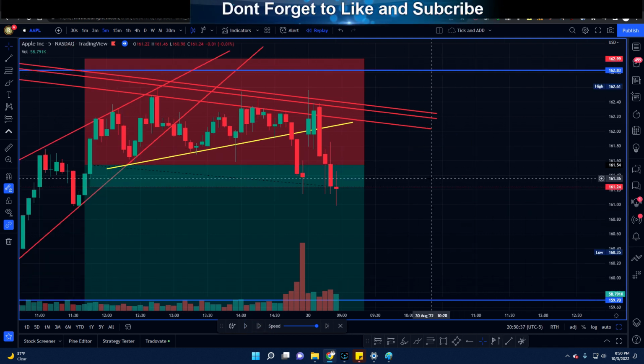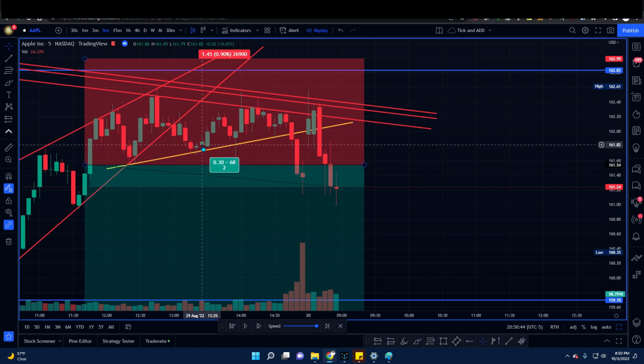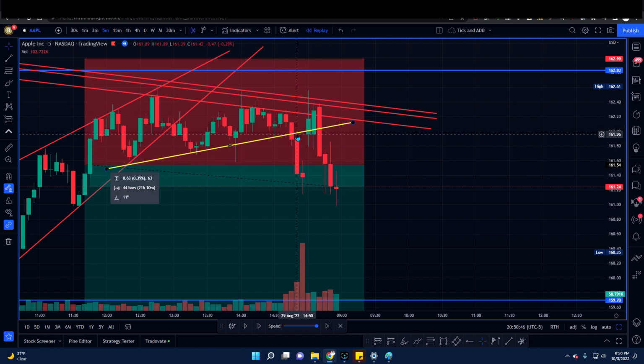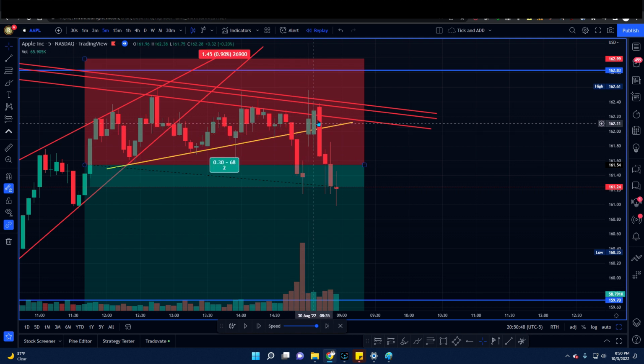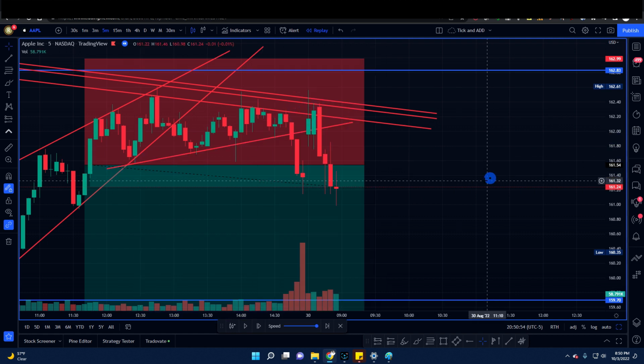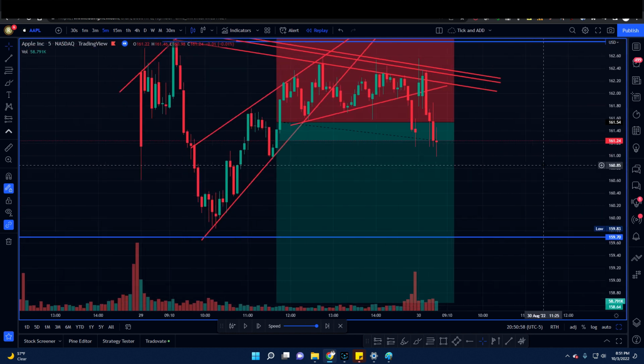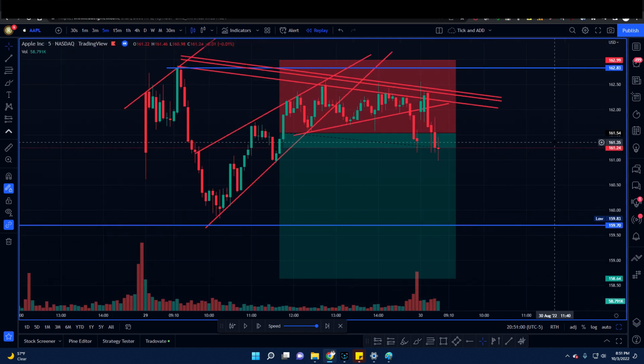Okay, so now we have successfully broken down below this. Okay, so it was support, support, support, support, support. Now it's coming back down, so we can classify this line as a red line right now. Okay, still nothing but red lines on the chart. I don't see anything holding this price up at the moment.